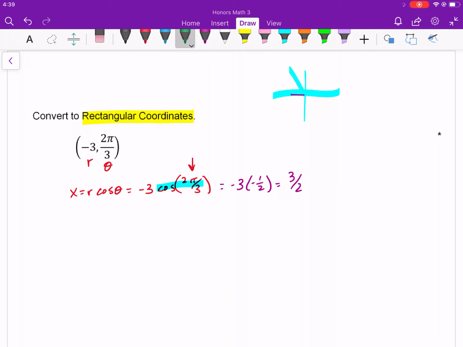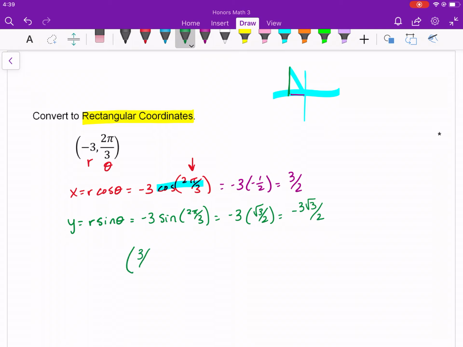Let's go ahead and find our y value. So y is r sine of theta. So it's -3 sine of 2 pi thirds. Well, at 2 pi thirds, the y value is a long leg, and it's going up, so it's positive. So it'll be square root of 3 over 2. So we have -3 square root of 3, all that over 2. So your coordinates would be 3/2 and then -3 square root of 3 over 2.